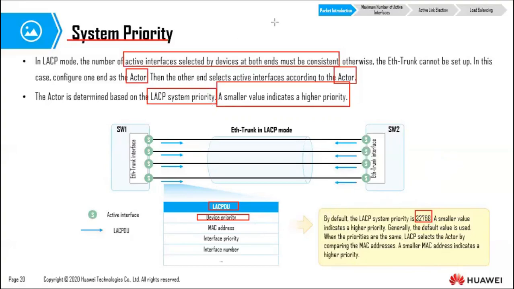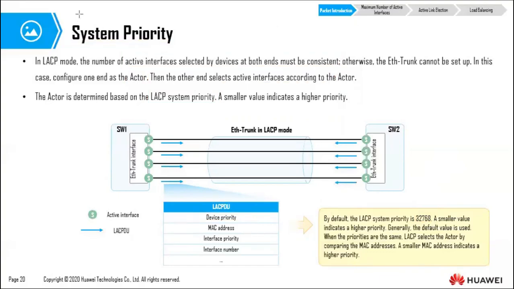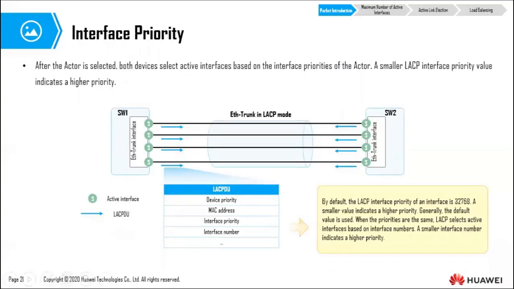So that is the default. So if you want a certain switch to be preferred as the actor, you configure the LSCP priority to a lower value. The other important concept is the interface priority. After the actor is selected, both devices select what? Active interfaces based on the interface priorities of the actor. So a smaller LSCP interface priority value indicates a higher priority.